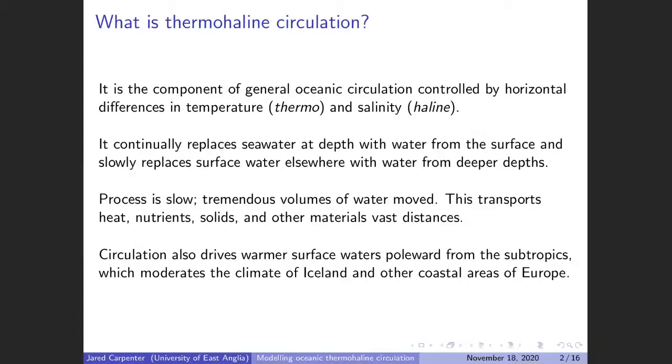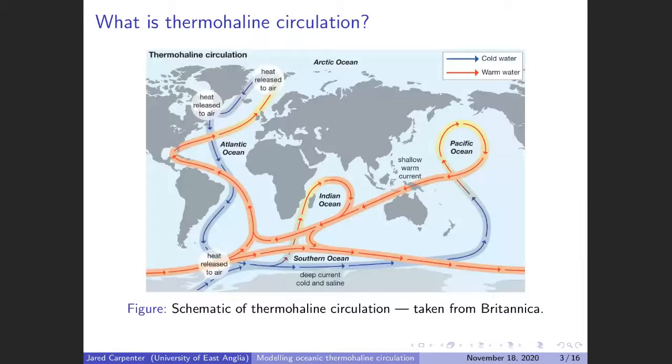And as this work spiked my interest, I knew a little bit about the Gulf Stream, but I wanted to know more about the mathematics behind it. Is there a nice way of modeling something which isn't a horrendous set of PDEs, which would take days to solve? And there is, in fact, and we'll get into that. But first, I want to show you a schematic of thermohaline circulation.